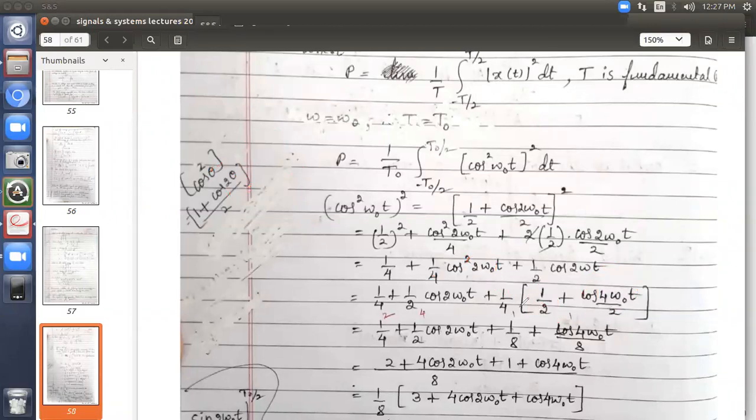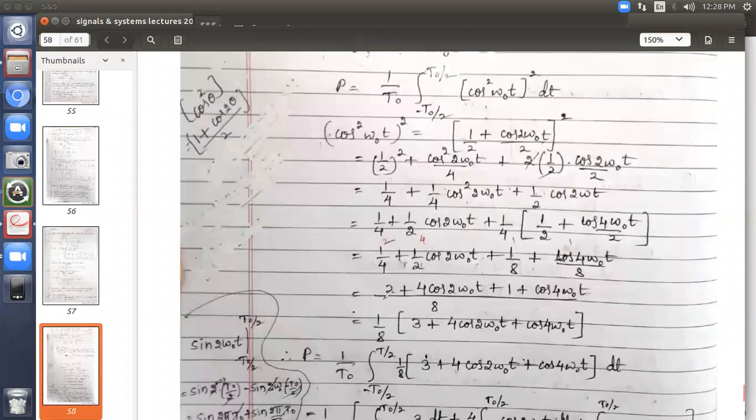So again, you expand; the first two terms are the same, then 1 by 4 into 1 by 2 will be 1 by 8, and 1 by 8 cos 4 omega naught t. So now take all these constant terms to one side, or you can take the LCM directly. I have taken the LCM. The LCM will be 8. See, the denominator LCM is 8. 4 2s, 2 4s, 8 1s, 8 1s. So 2 plus 4 plus 1 plus 1. One more 1 here. So simplify this.